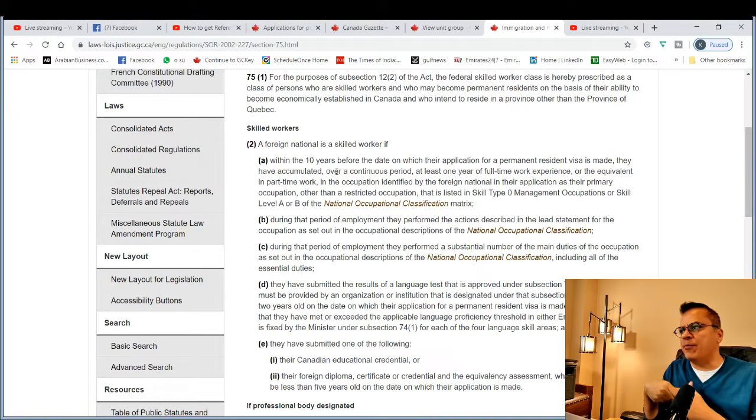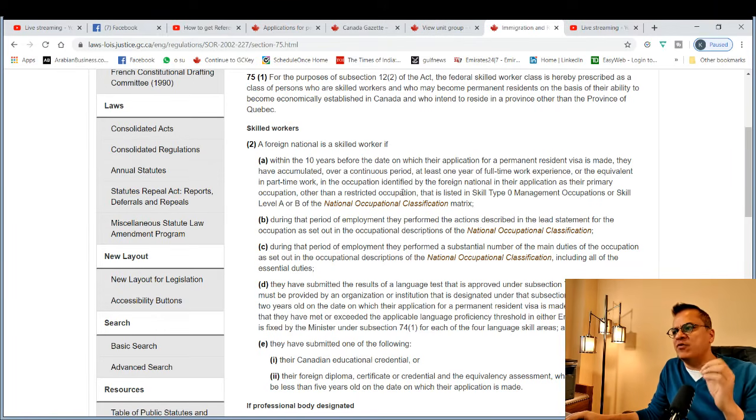They have accumulated over a continuous period. Again, continuous is extremely important, and I will explain to you what continuous means. For at least 1 year of full-time work experience or the equivalent in part-time in the occupation identified by the foreign national in their application as their primary occupation. Primary occupation will define your eligibility, eligibility for which you need to score 67 points on your 100-point grid. And it has to be in skill type 0, skill type A or B in the NOC matrix. So this is the first part of it.